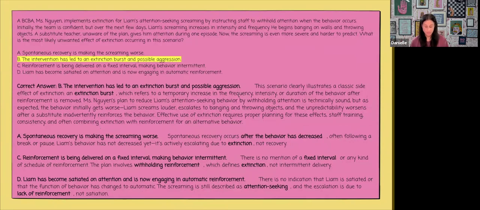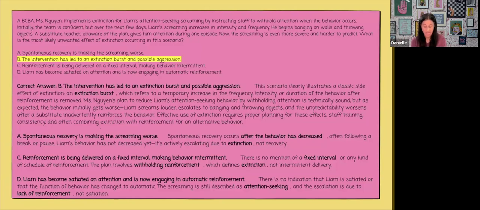Mrs. Wen's plan to reduce Liam's attention-seeking behavior by withholding attention is technically sound, but as expected, the behavior initially gets worse. Liam screams louder, escalates, and bangs and throws objects. And unpredictability worsens after the substitute inadvertently reinforces the behavior. Effective use of extinction requires proper planning for these effects, staff training, consistency, and often combining extinction with reinforcement for an alternative behavior.